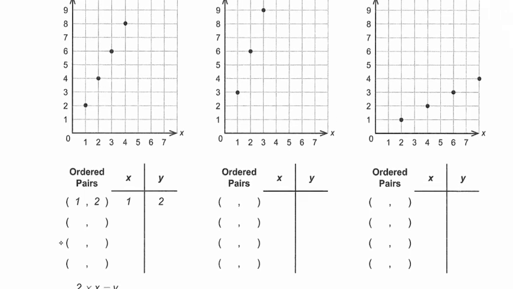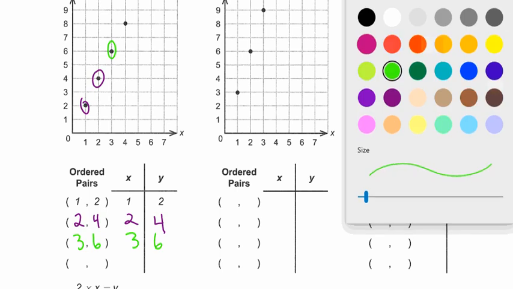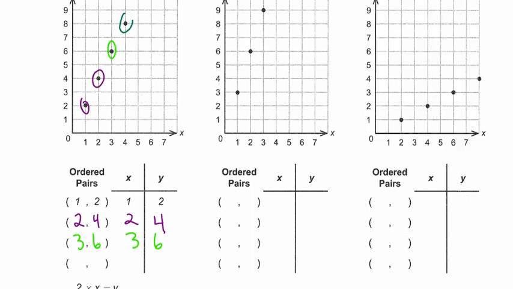It's 1 comma 2. So let's take a look at the next one. That is 2 comma 4. And so if we write it in that way. And then this one here is 3 comma 6. And I'm going to write it in like that. And then the last one is 4 comma 8, or 4 8.